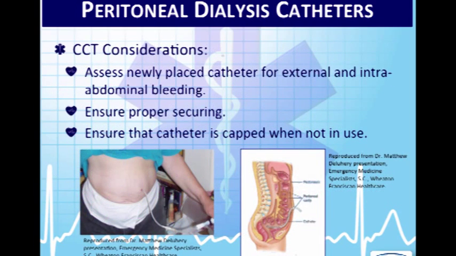Any newly placed catheter is at risk for bleeding, so please make sure that they're properly secured, that the patient or yourself doesn't accidentally pull them out while being transferred. And please note that these catheters often go very deep, even into the retroperitoneal area or the pelvic area of the abdomen. So you want to be very cautious with removing them, because there can be up to a foot, even more, of the catheter actually in the patient.